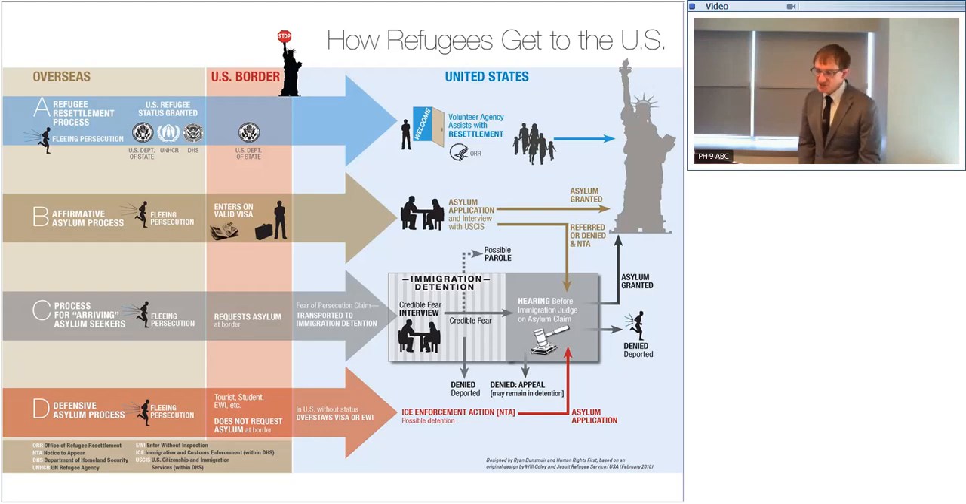So this is a graphic that shows an overview of how refugees get into the United States. And this is also an opportunity for me to point out an important definitional distinction between an asylee and a refugee. So you can see, the convention establishes this international definition of a refugee, and you can find that definition all over the place.